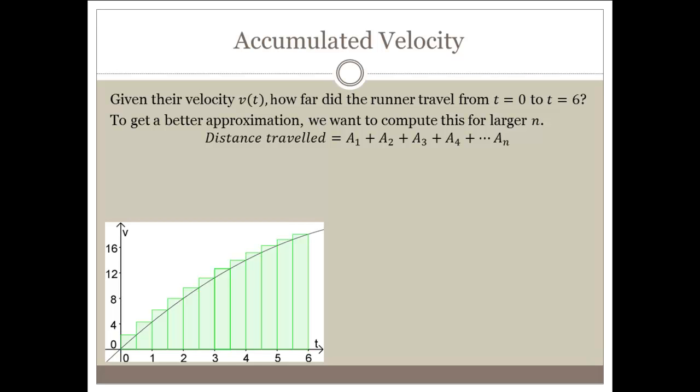But this is getting tedious just to say. To get a cleaner way to write it, we use the following notation. We say that the distance traveled equals the sum from i equals 1 to n of Ai. This simply means what we wrote above. All of our A's added up, starting at A1 and going all the way up to An.